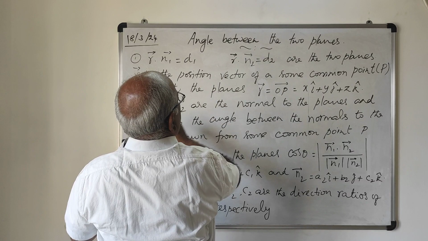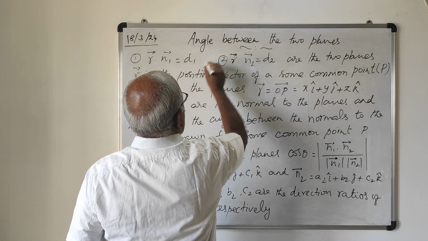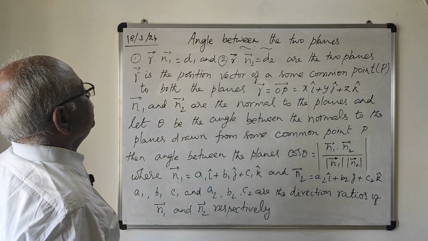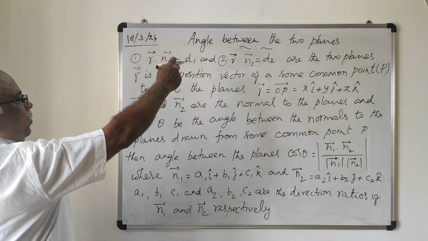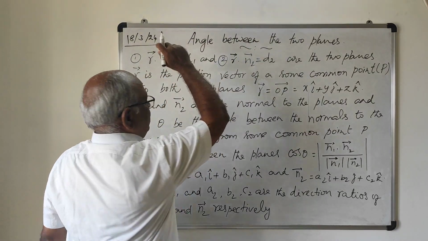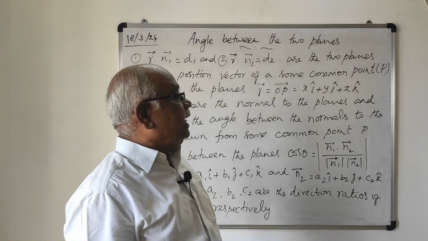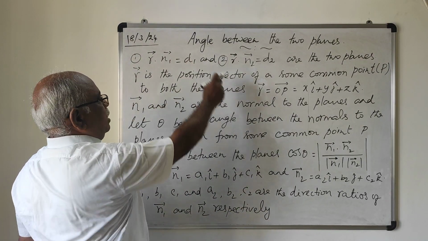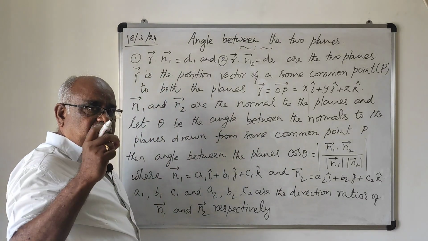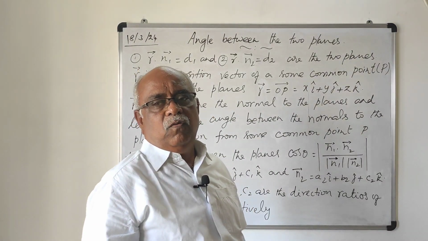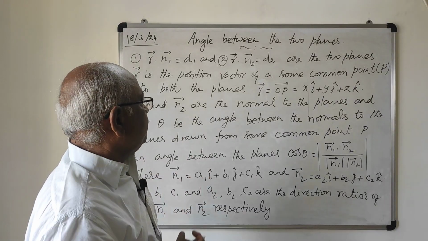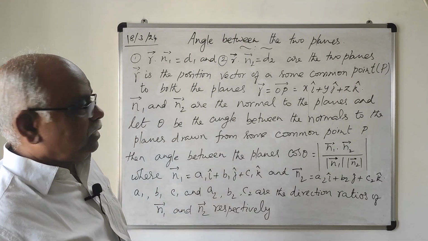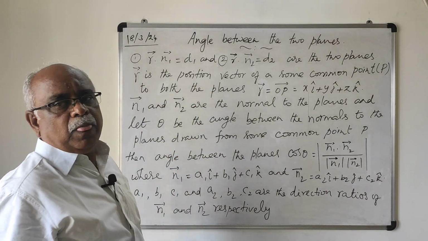R dot n2 equal to d2 is plane 2. We have to find out the angle between these two planes, r dot n1 equal to d1 and r dot n2 equal to d2, where r is the position vector of some common point P to both the planes.